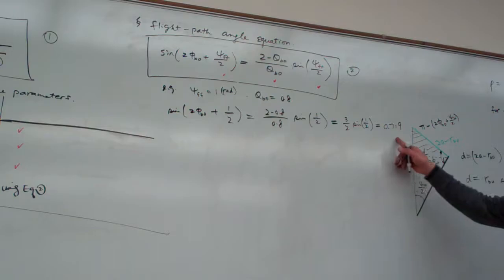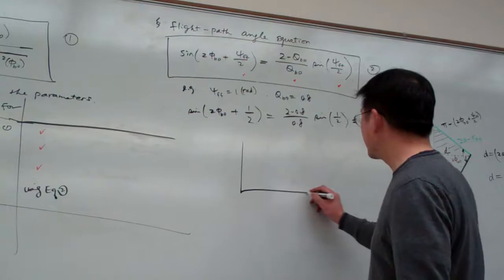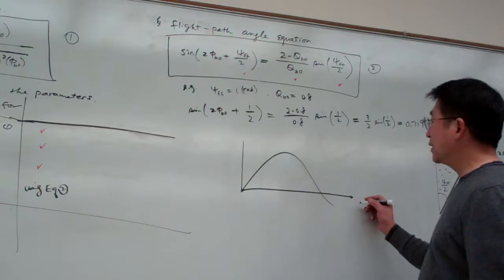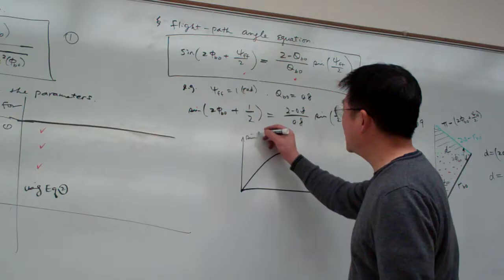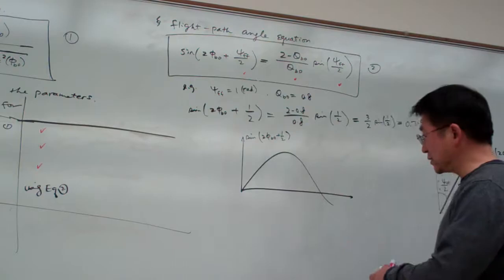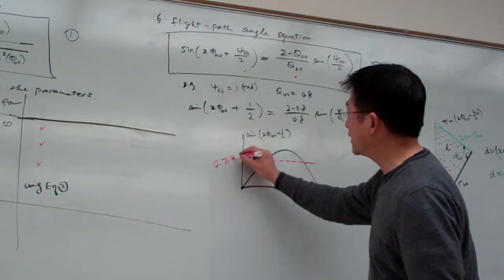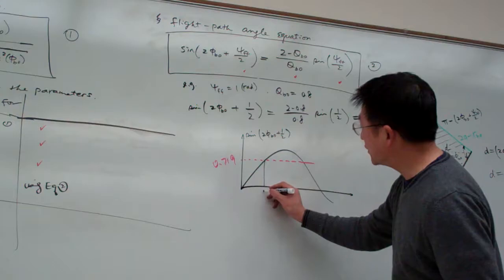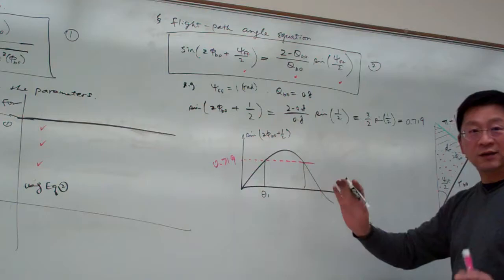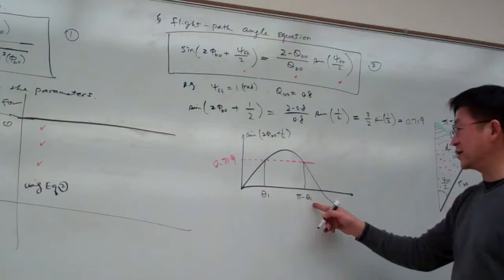Then to calculate this one, you can see here we have sine. So this is our sine function, and the sine function right now here is sine of 2 phi VO plus 1/2, and that result is 0.719. So that gives us two values. One is the value here, let me call this theta 1. And one is the value here, which, due to the anti-symmetry, is pi minus theta 1, or 180 degrees minus theta 1, right?